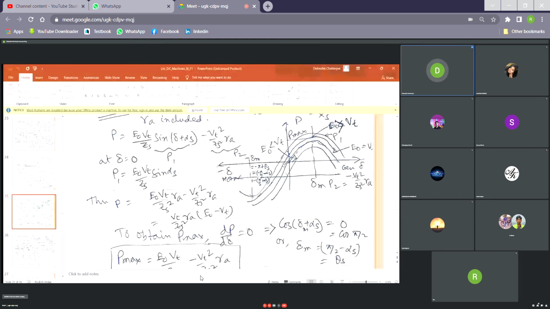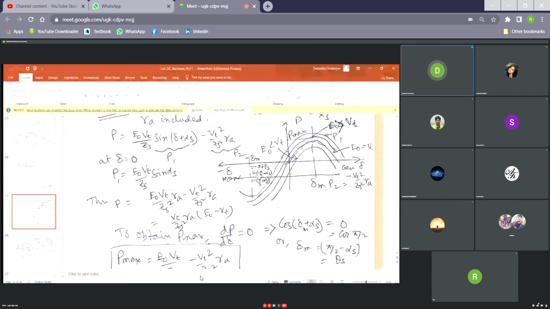Now, to have an idea of how the plot will look, consider the case at delta equal to zero. If you put delta equal to zero, you get P0 by ZS sine alpha s minus P square by ZS square Ra. Taking B square by ZS square Ra common, you get E0 minus BT, this into E0 minus BT.